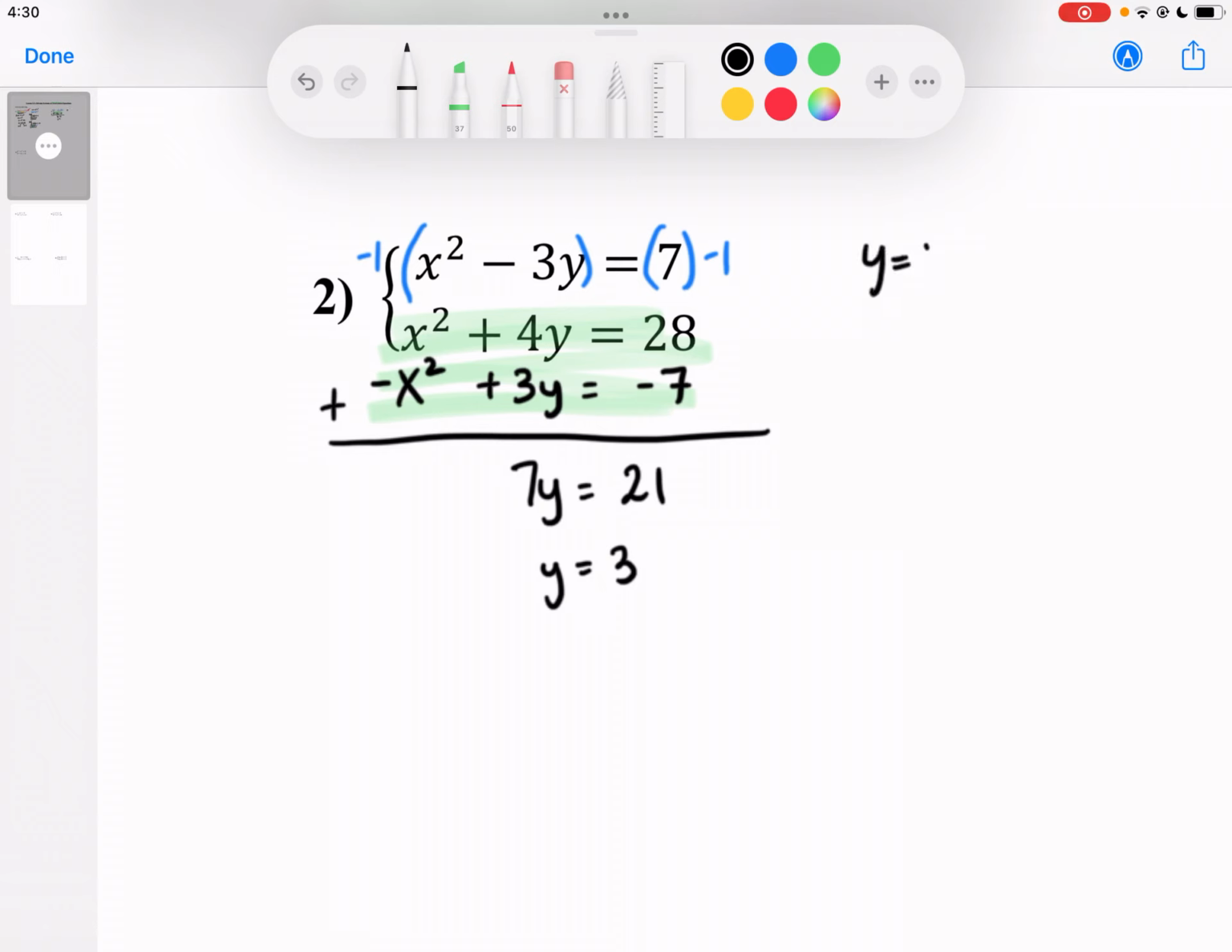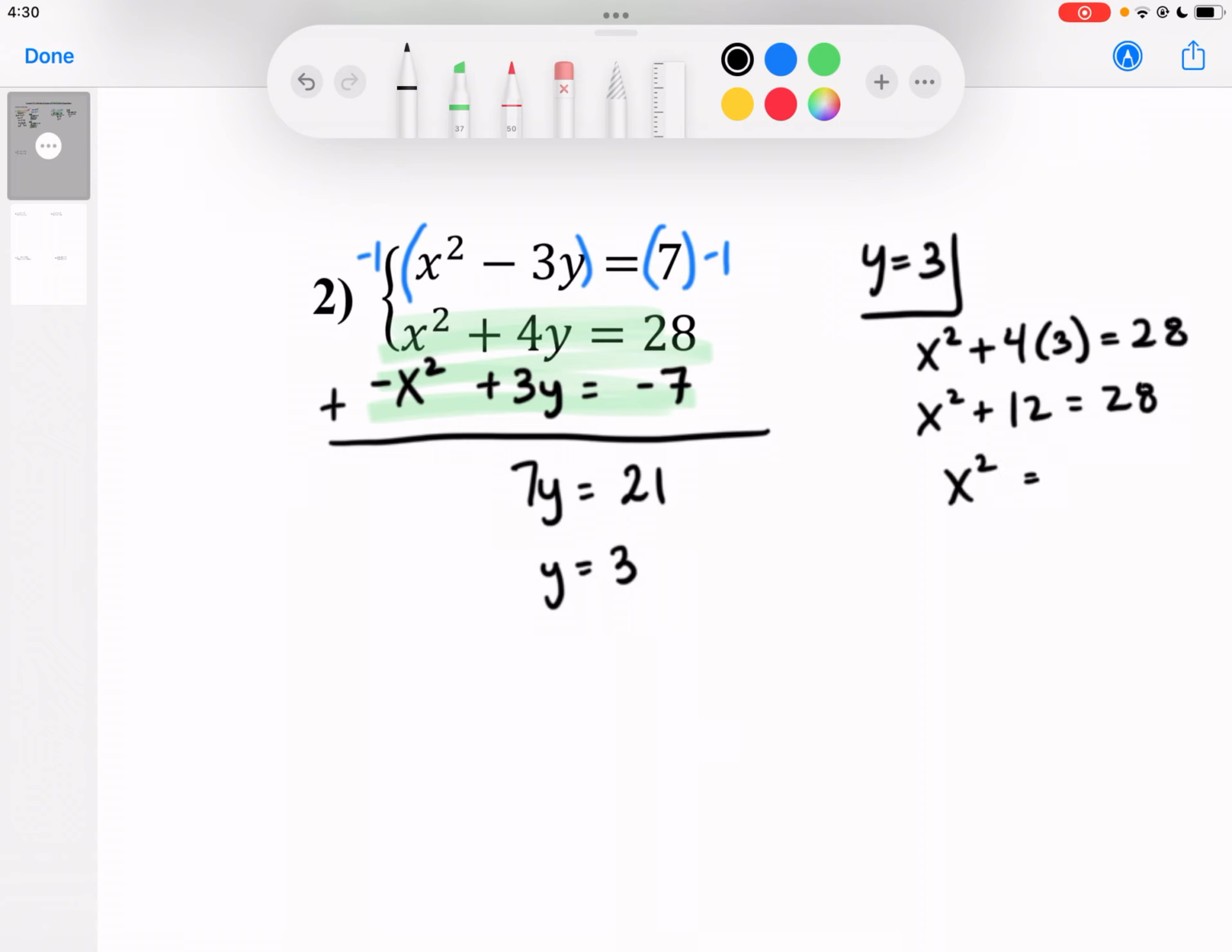So if y is equal to 3, I'm just going to use the bottom equation. So I've got x squared plus 4 times 3 equals 28. 4 times 3 is 12. I'm going to subtract 12. So 28 minus 12 gives me 16. Then I take a square root.